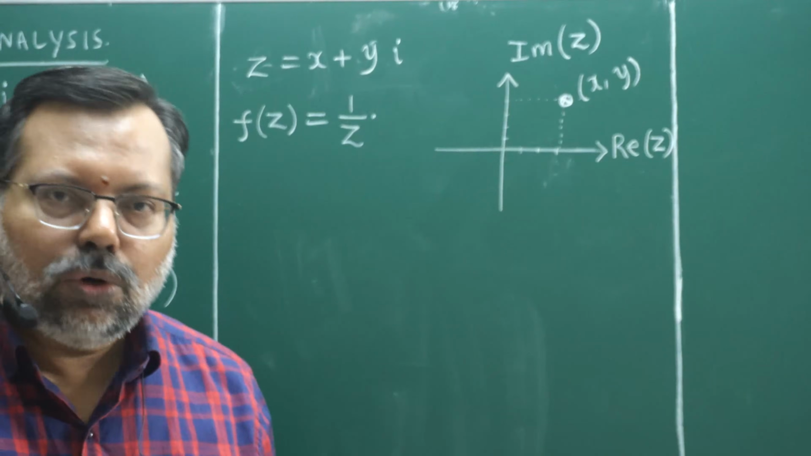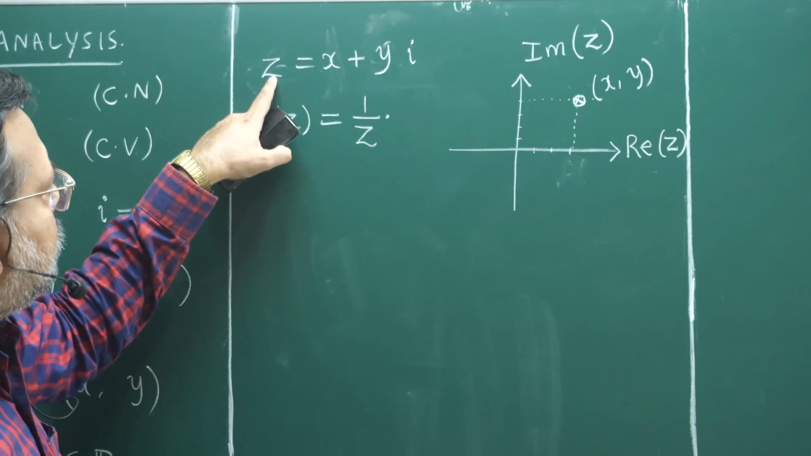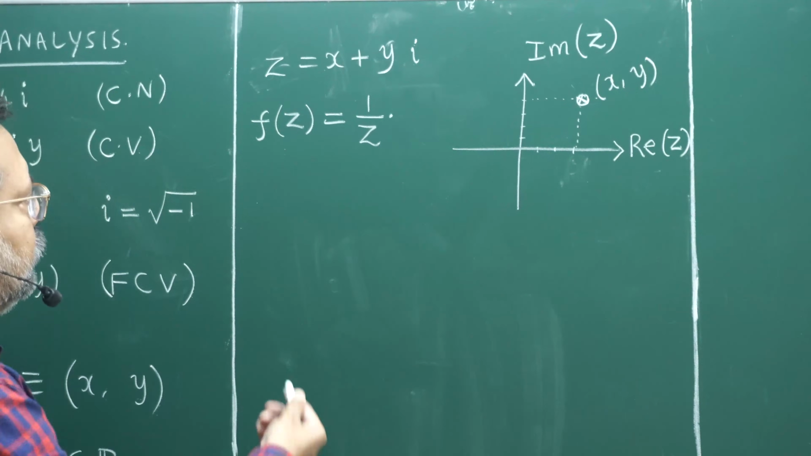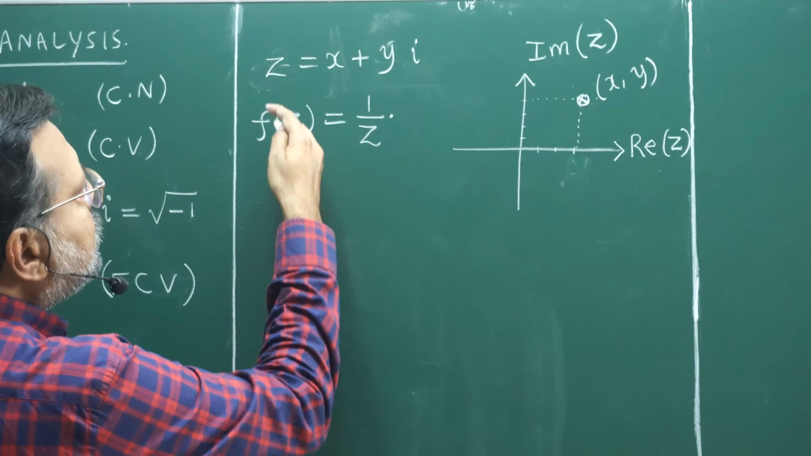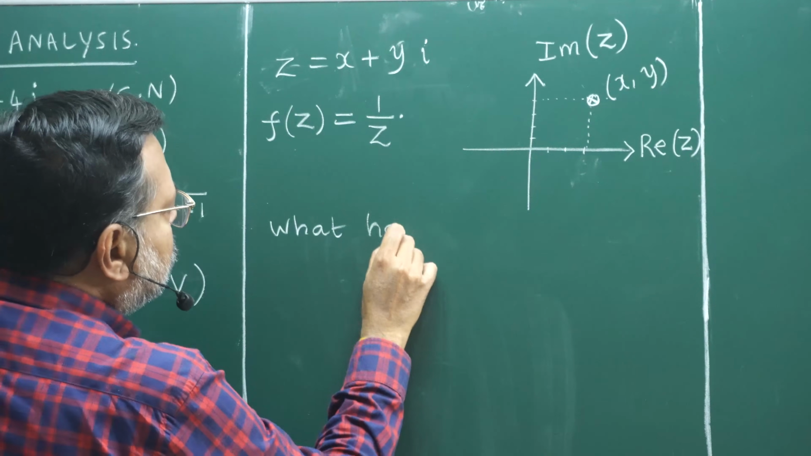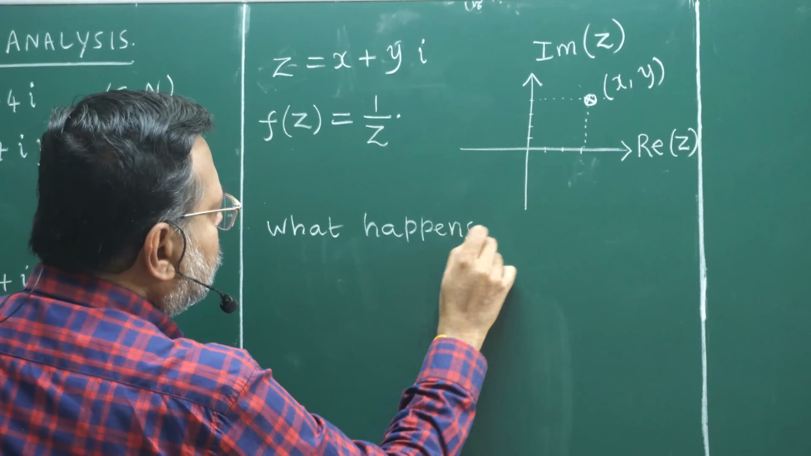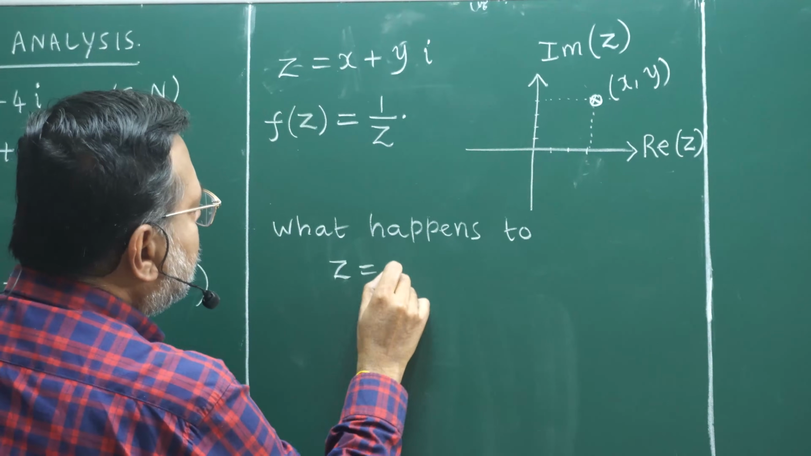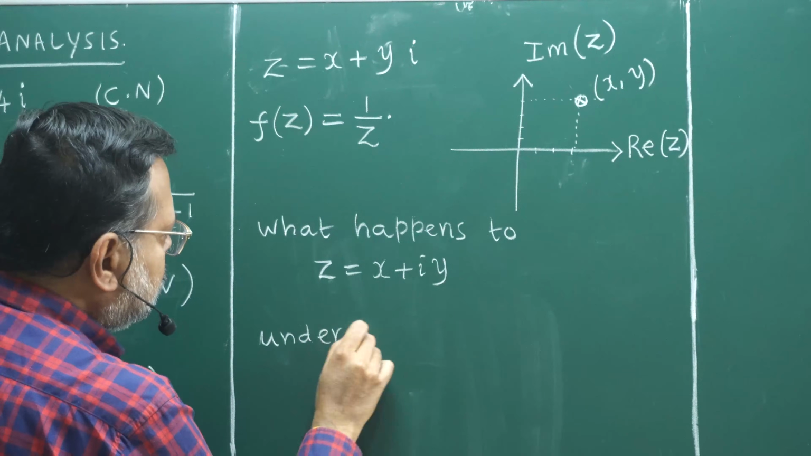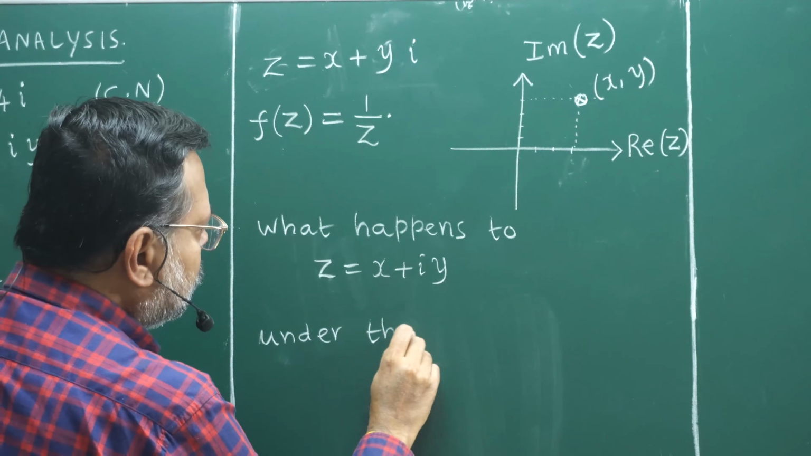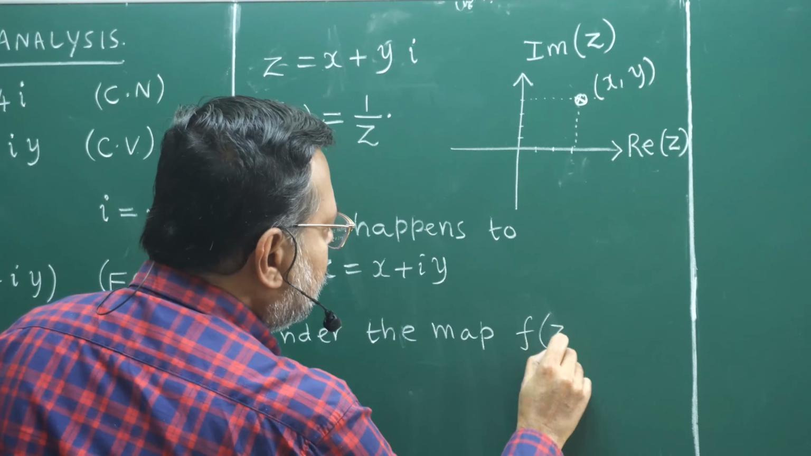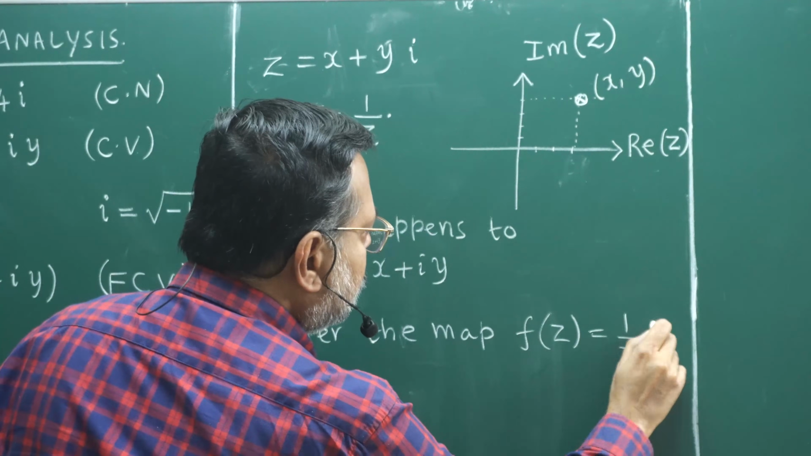Now, what is the question? First, let us understand what we want to do. This is the complex variable. This is the function of a complex variable. What do you want to do? The question is, what happens to z? So let me write down here: what happens to z equal to x plus iy under the map f of z equal to 1 over z.